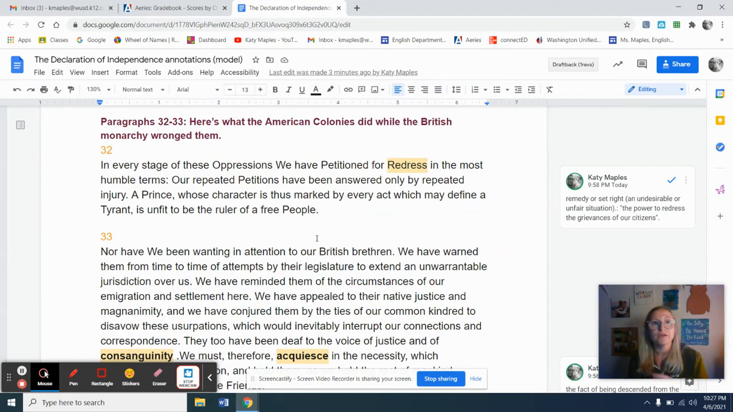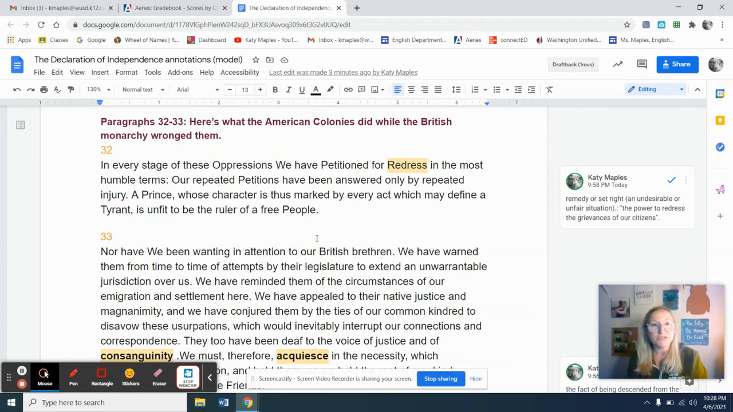All right. So now we've moved on from the list of grievances. Now we're on to the part where he is going to bring up, here's what the colonists did to try to fix it. They didn't just break up right away. They tried to go to therapy. They tried to work it through. And here are the different things that they did.